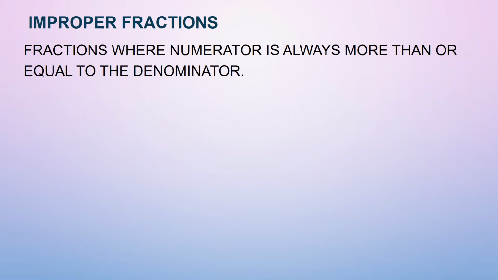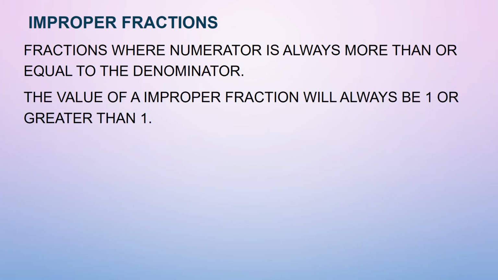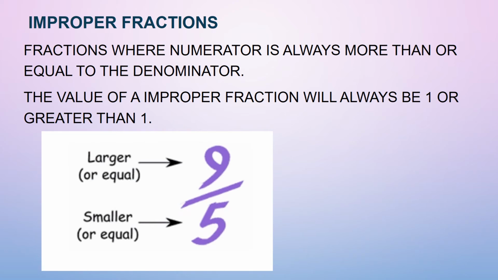Next is improper fractions. Fractions where the numerator is always more than or equal to the denominator are called improper fractions. The value of an improper fraction will always be 1 or greater than 1. Example, 9 upon 5. Here the numerator is 9 and the denominator is 5. So the numerator is larger than the denominator. So this is an improper fraction.